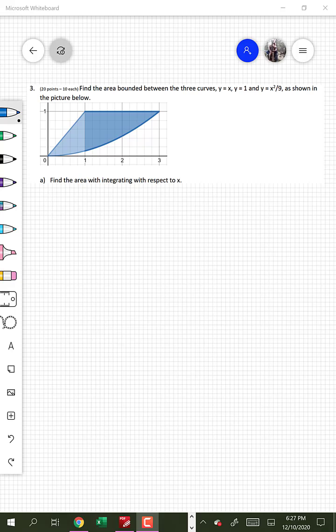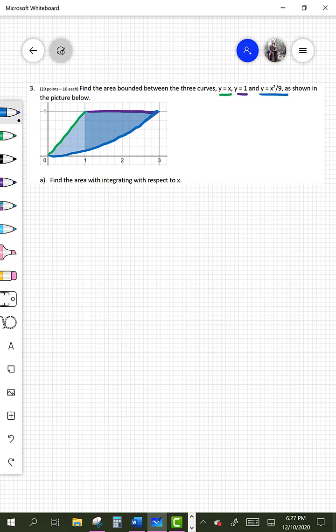So one more problem from the test, 2 parts. Find the area bounded between the 3 curves, y equals x. So y equals x, this is this line. We have the curve y equals 1, so that's this curve. And then we have the line y is equal to x squared divided by 9, which is this curve.